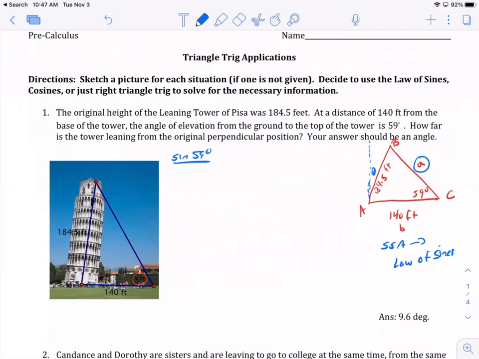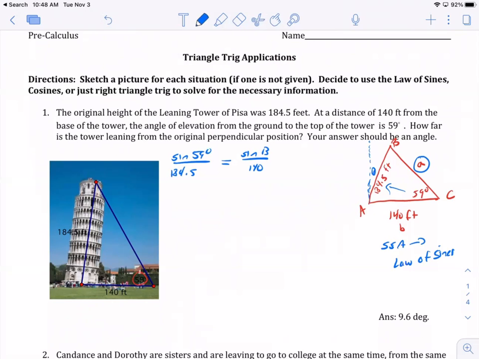You're right, Aria, keep going. Yeah, sine 59 over 140. 59 goes with the opposite. Sorry, 184.5. Good. Sine 59 over 184.5 is going to equal sine B over 140. Terrific. Okay, and let's figure out what B is.